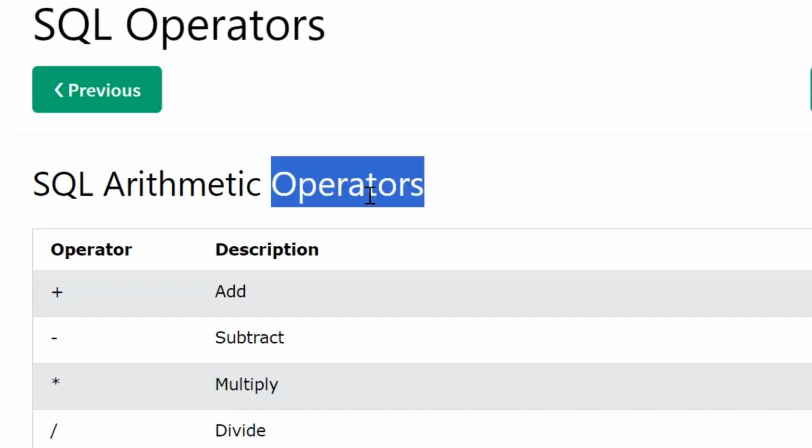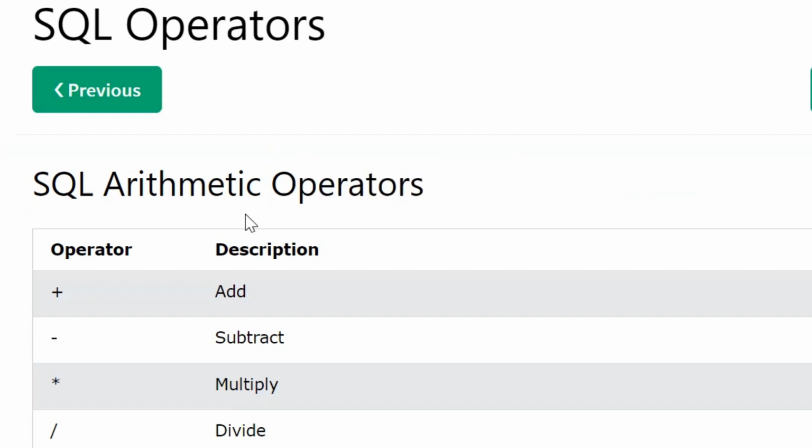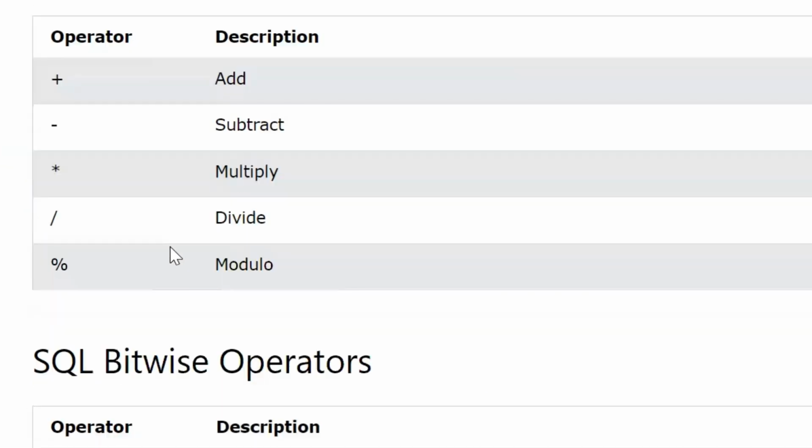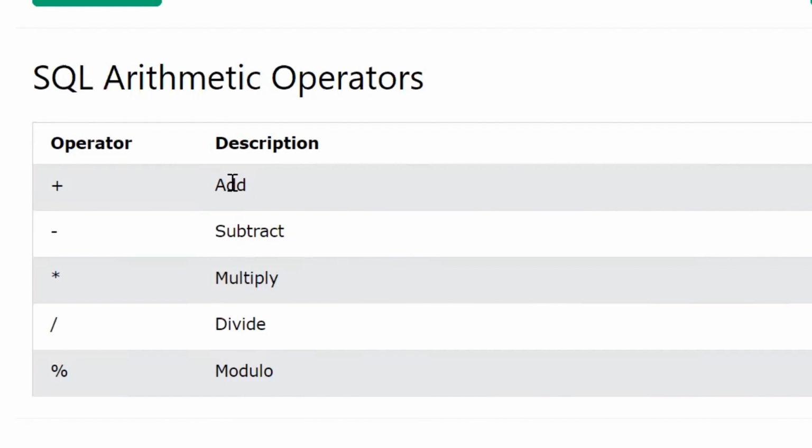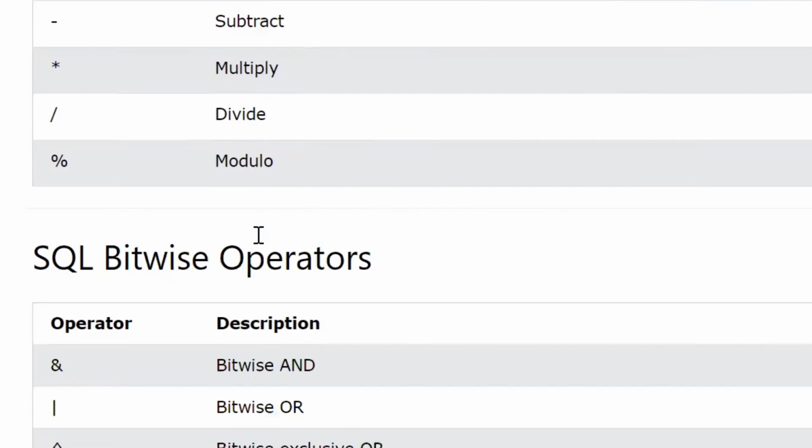Operators are necessary to define conditions in SQL as they act as a connector between two or more conditions. Some of the operators that we look at are arithmetic operators, which include the addition sign, the subtraction, multiplication, division, and modulus. Arithmetic operators are used to calculate or create new fields in SQL.